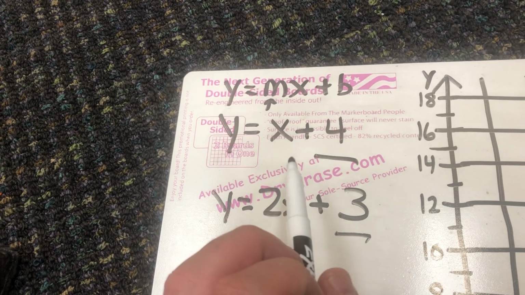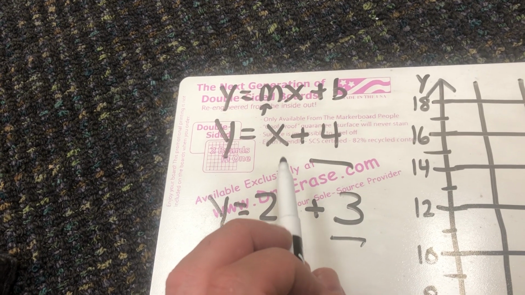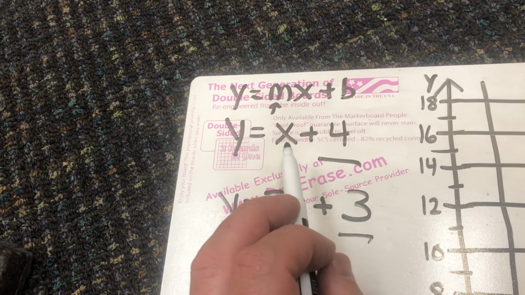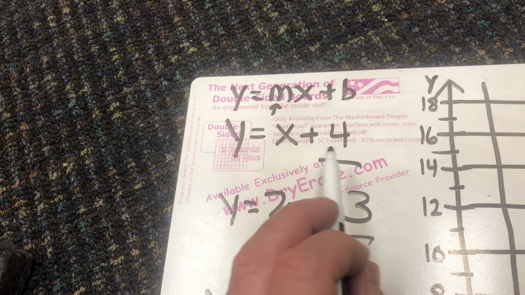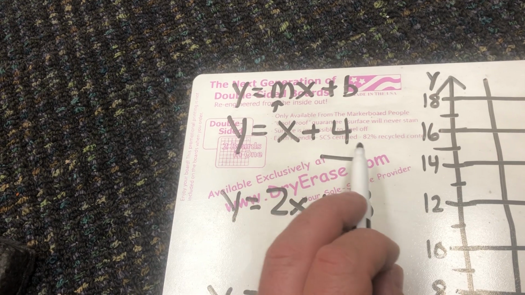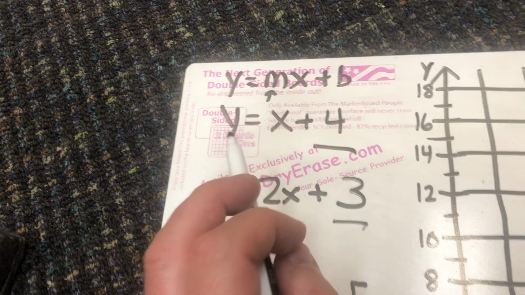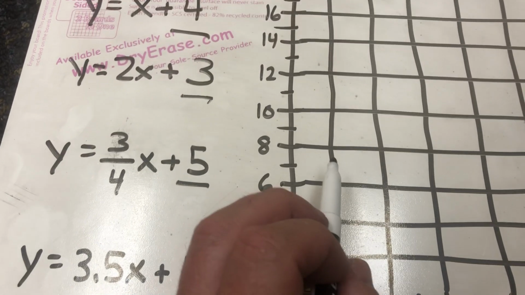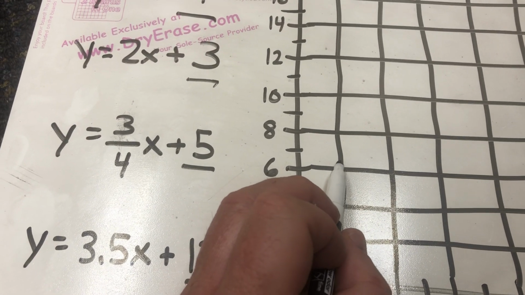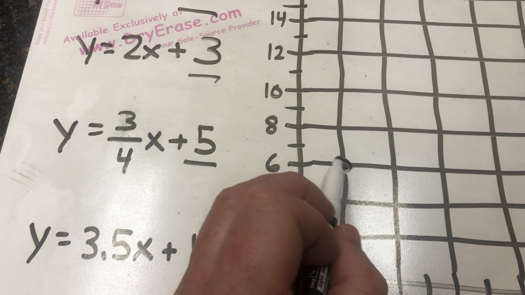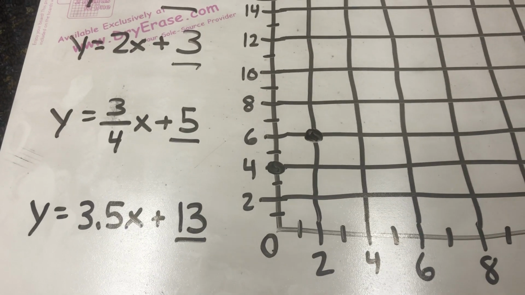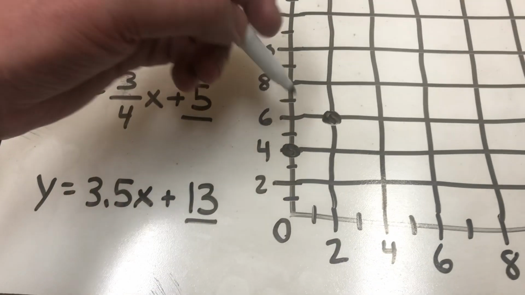So I want to use basic numbers, so I'm going to say, what happens if I make x 2? Well, then I would do 2 plus 4. 2 plus 4 is 6. So I'm going to come down here, and when x is 2, I'm going to go up to y is 6. And I'm going to go ahead and connect those 2 points.